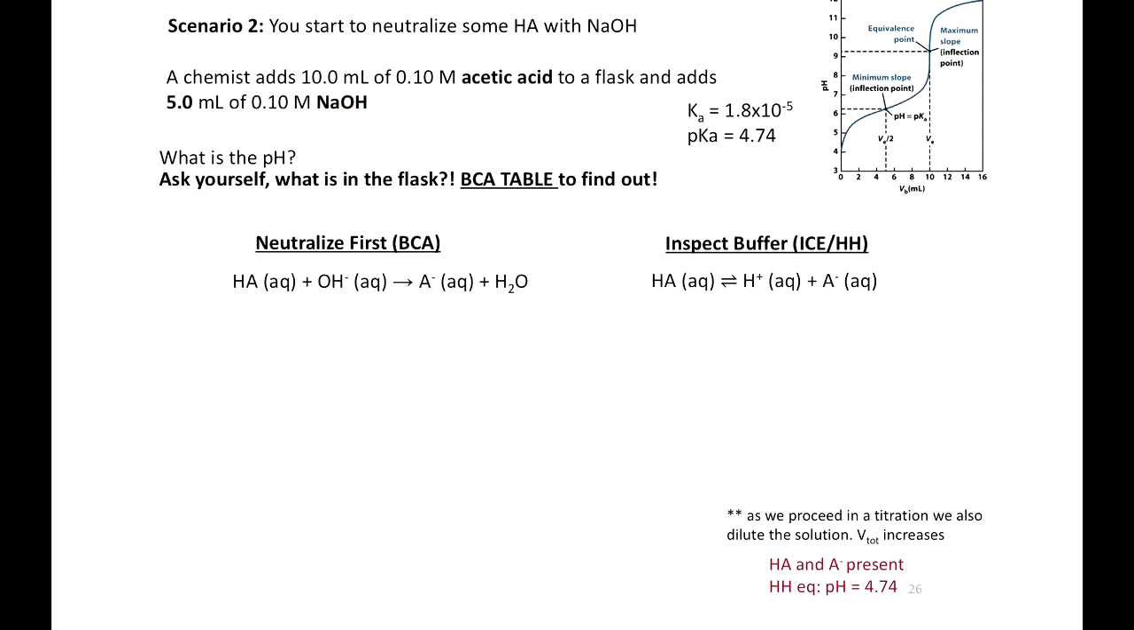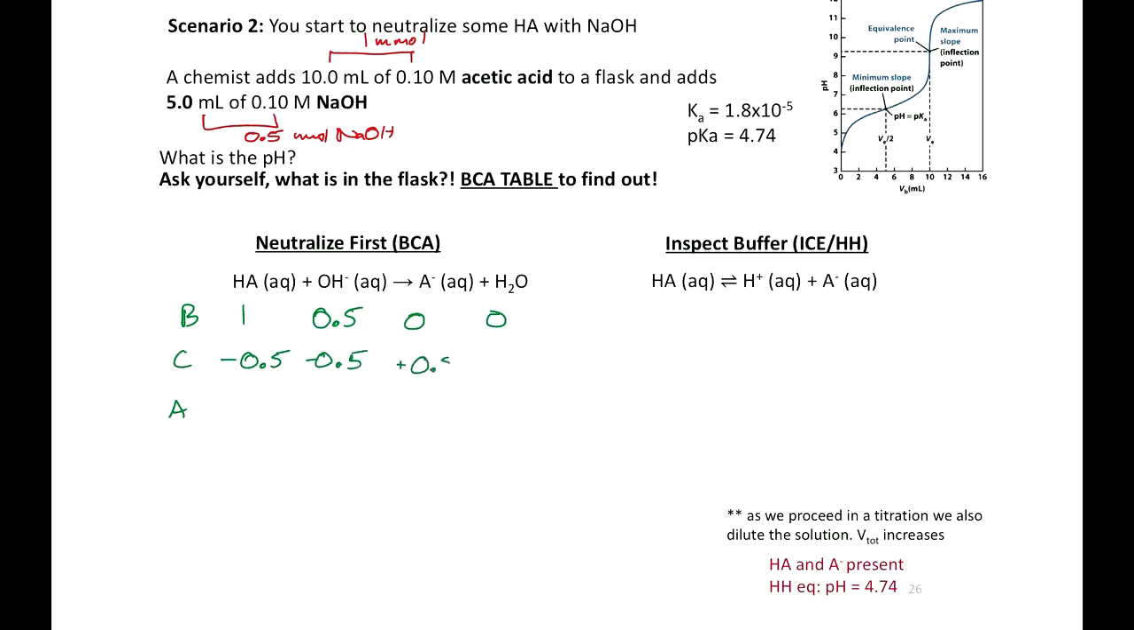So this is still a buffer. But let's actually calculate it. We actually need those millimole amounts again. Oh no, my pen died again. So the millimole amounts, we're not adding acid at all. There's still 1 millimole of HA present. But now we have 0.5 millimoles of sodium hydroxide. So when we BCA table this, the only number that changes is the hydroxide. So this is 0.5. The reaction still moves forward, completely consuming that hydroxide.